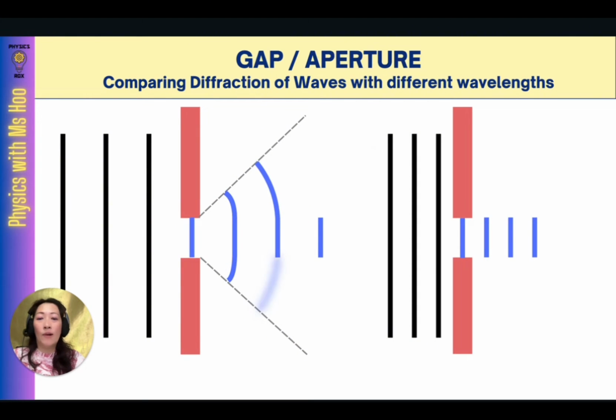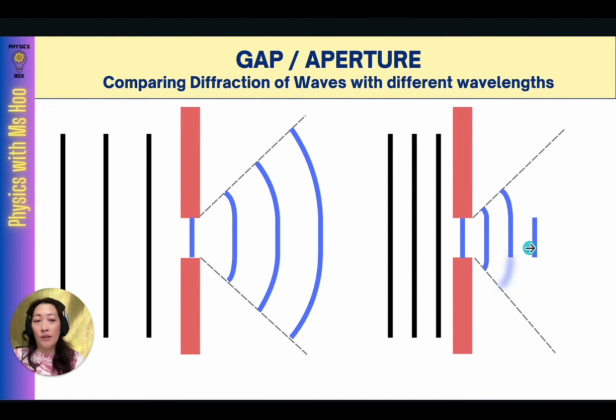So what happens is you'll find that the waves will spread out like this. The same thing will happen also for the diagram on the right. But because the wavelength is shorter, you'll find that the spread seems to be a little bit less compared to the wavelength that is longer.